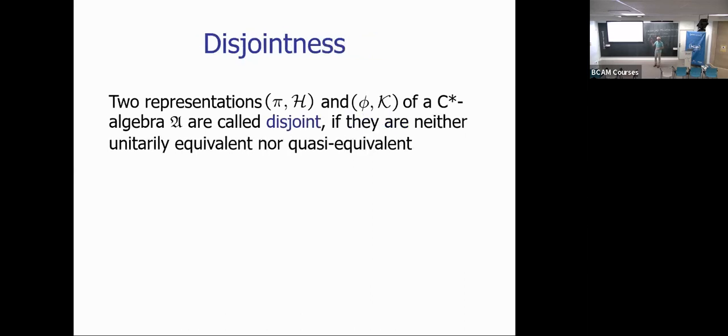And this is really an important point. If two representations are neither unitarily equivalent nor quasi-equivalent, they are called disjoint. So two representations in two different Hilbert spaces of one single C-star algebra are called disjoint if they are neither unitarily nor quasi-equivalent.